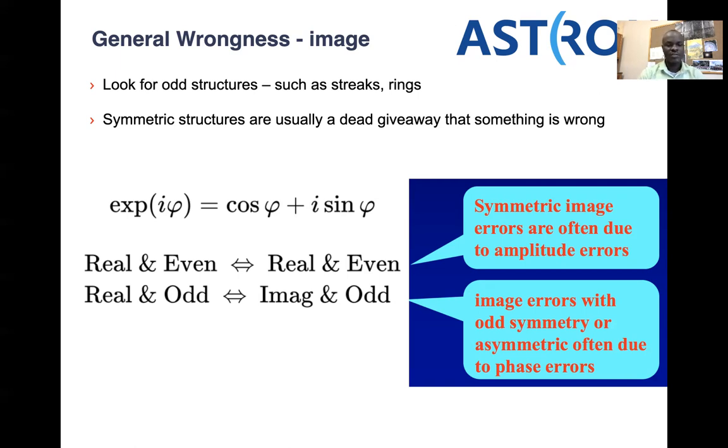The equation to define the exponential function of I phi, of course, you can split this into sine and cosine function. And if your image is symmetric, then the real and even part gives you symmetric image errors, which is most often attributed to amplitude calibration errors. If it's imaginary and odd, then this is non-symmetric, which you call asymmetric errors, which is mostly due to phase calibration errors.